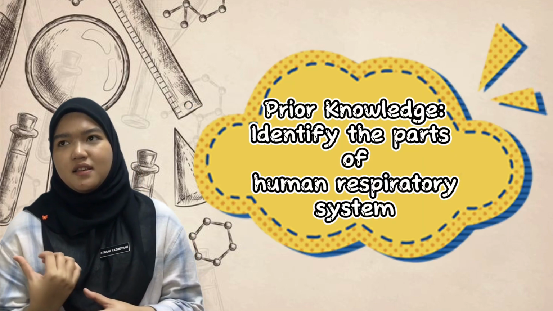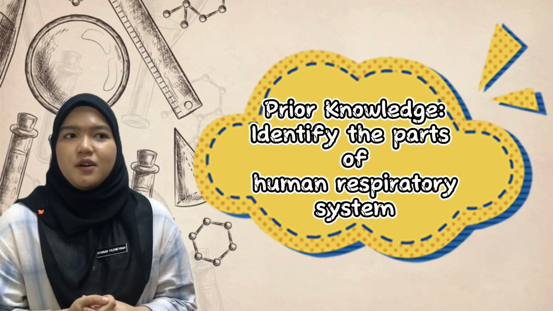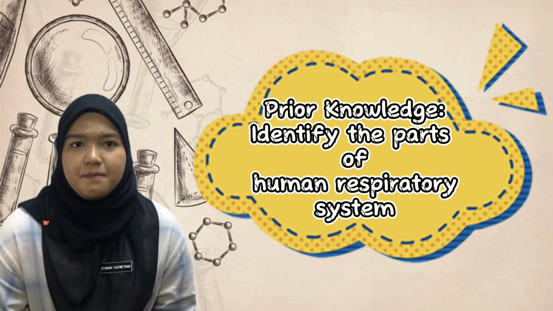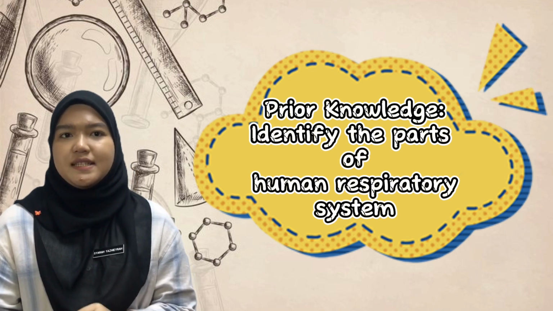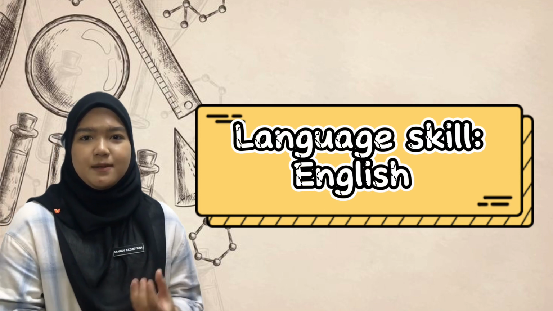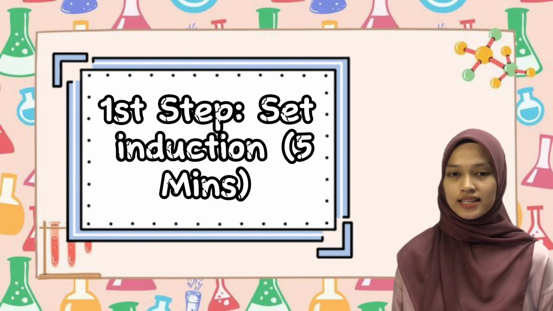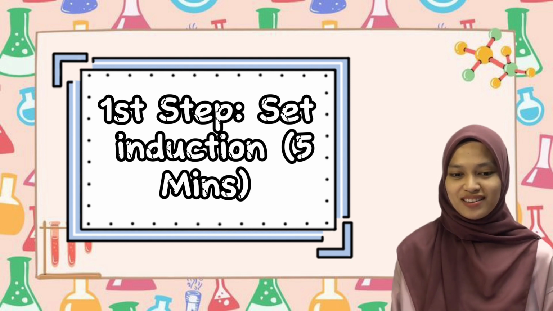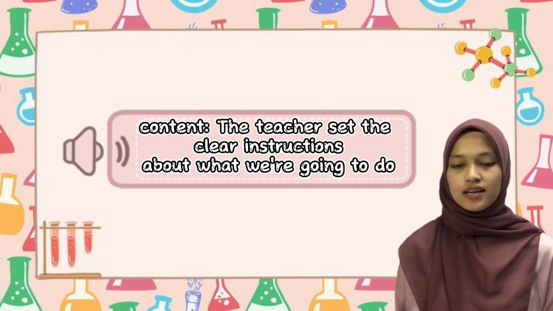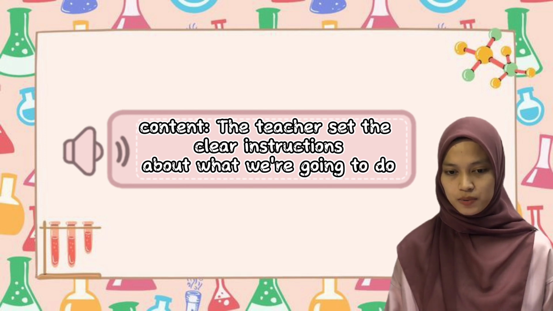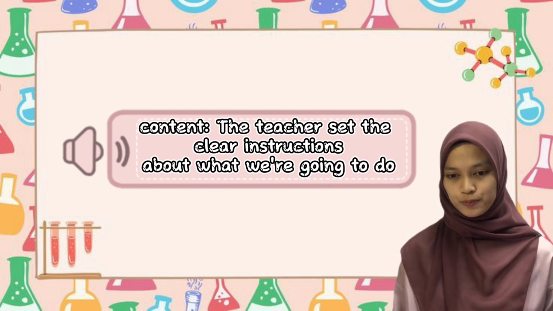In the previous topic, we already identified the parts of the human respiratory system. We are going to teach this subject in the English language. The first step is set induction, which requires 5 minutes. The teacher sets clear instructions about what the students are going to do.